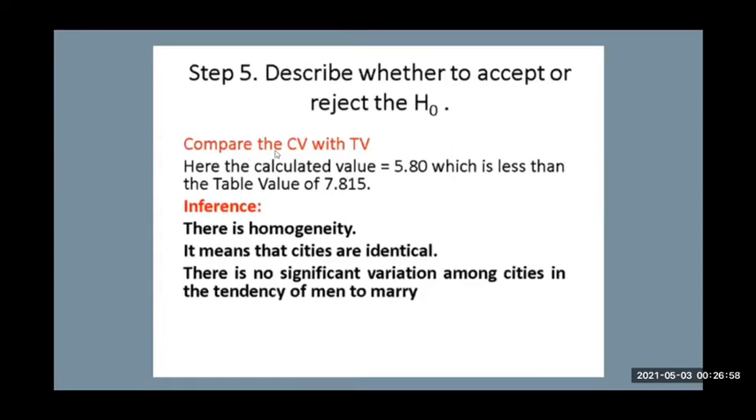So we're going to compare the critical value with the table value. Here is our calculated value, which is 5.80, which is less than the table value of 7.815. So our inference is there is homogeneity. It means that cities are identical. There are no significant variations among cities in the tendency of men to marry.